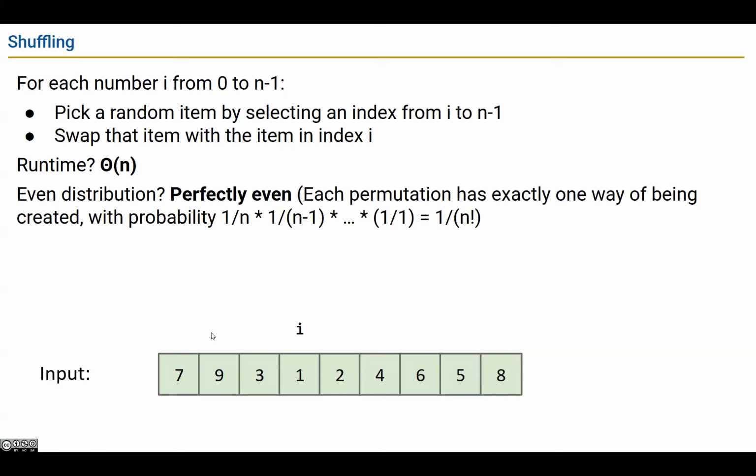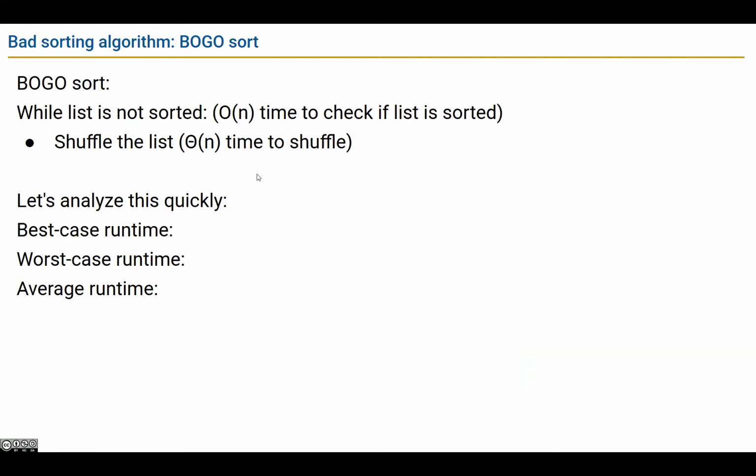In fact, each permutation has exactly one way of being created. And the probability of that being created is this 1 over n times 1 over n minus 1, all the way times 1 over 1, which is equal to 1 over n factorial. So each way has an equal probability of being used. So this leads us to a really bad sort called BOGO sort.